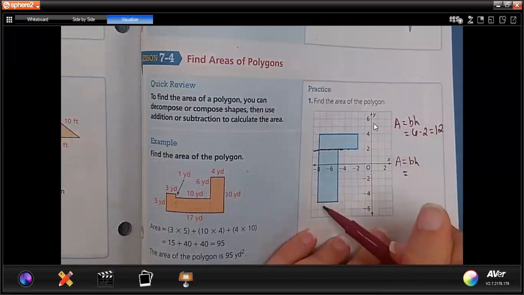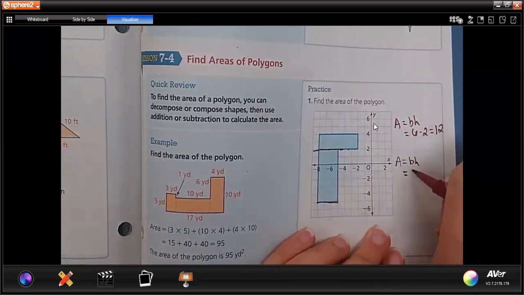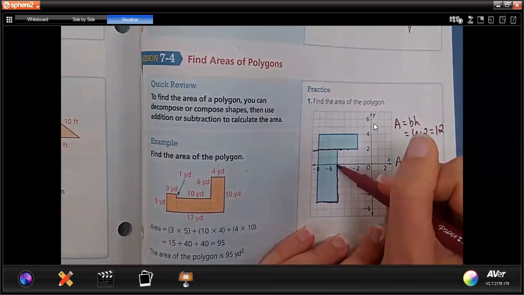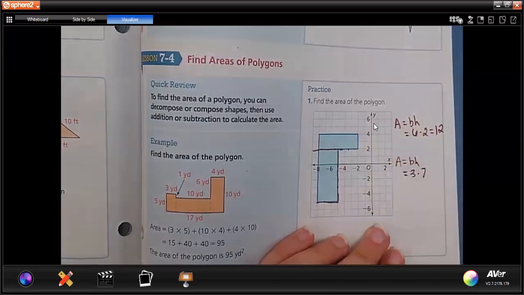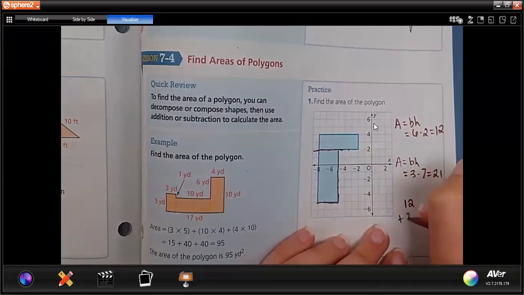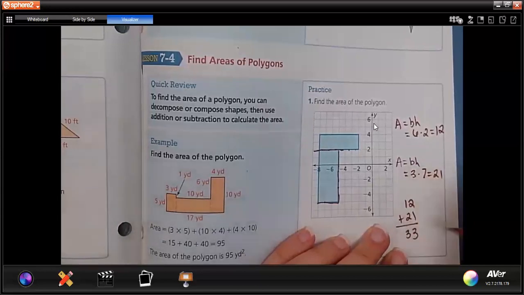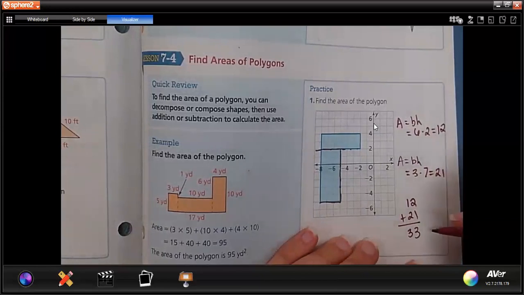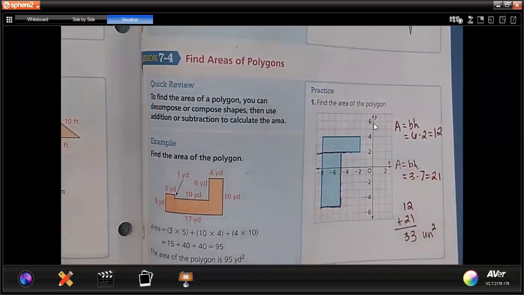Base times height. This time my base is 3, and then my height 1, 2, 3, 4, 5, 6, 7. 3 times 7 gets me 21, and then we'll add 12 plus 21 to get 33. And this would be square units because we're finding area. So units squared or square units. Okay, not too bad. If I was finding perimeter, I would do my distance around.